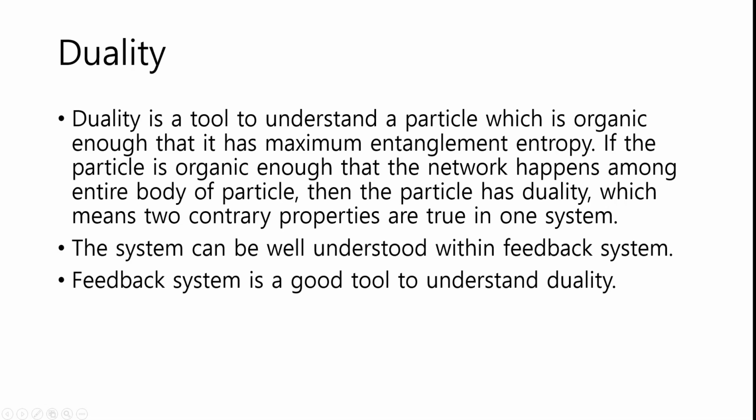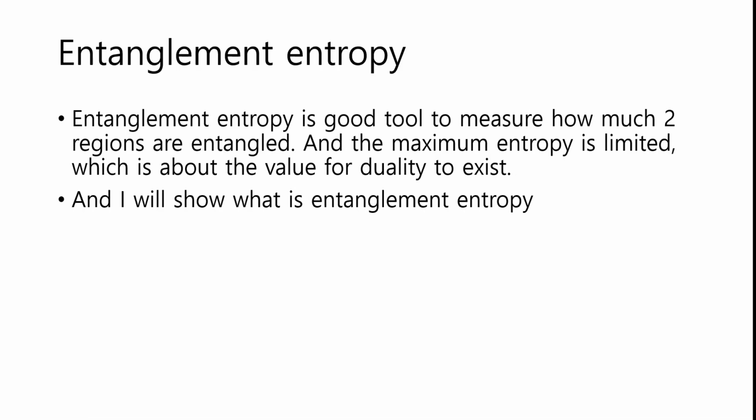...entire network. Duality. Duality is a tool to understand a particle which is organic enough that it has maximum entanglement entropy. If the particle is organic enough that the network happens among the entire body of the particle, then the particle has duality, which means two contrary properties are true in one system. The system can be well understood within a feedback system. A feedback system is a good tool to understand duality.